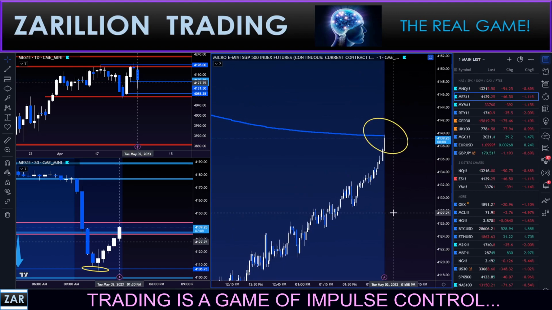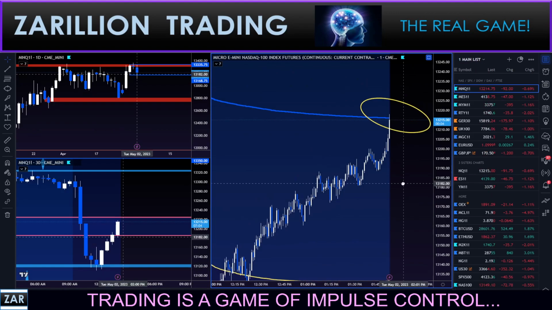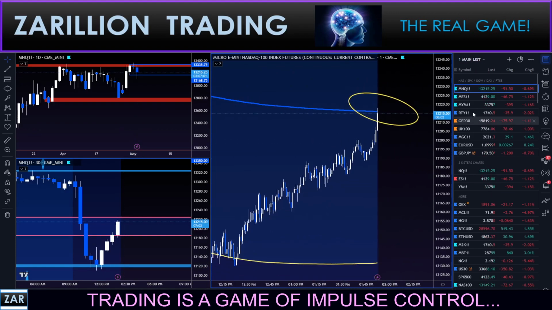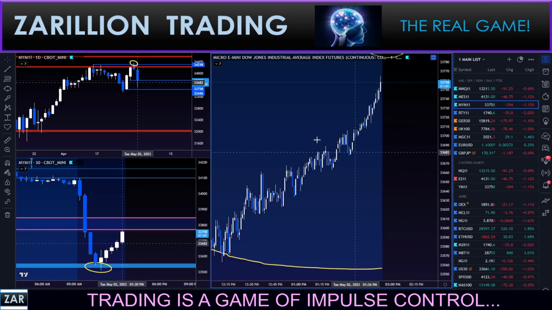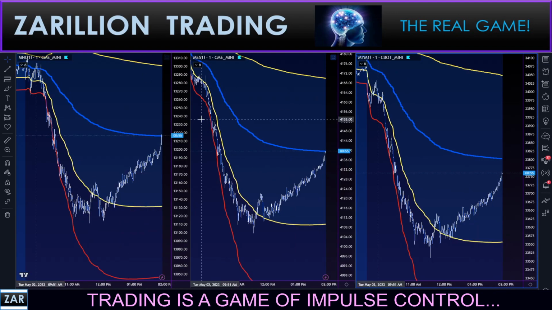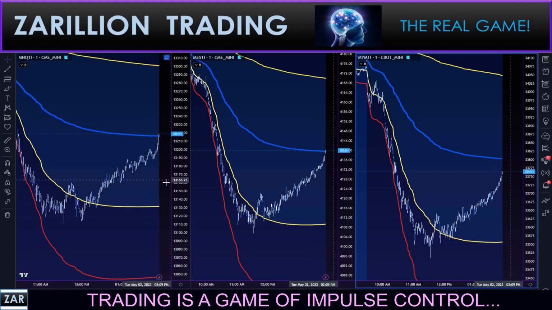So we've now tapped VWAP on the S&P. We've now tapped VWAP on the NASDAQ. And we're getting pretty darn close on the Dow. Bear with me here.